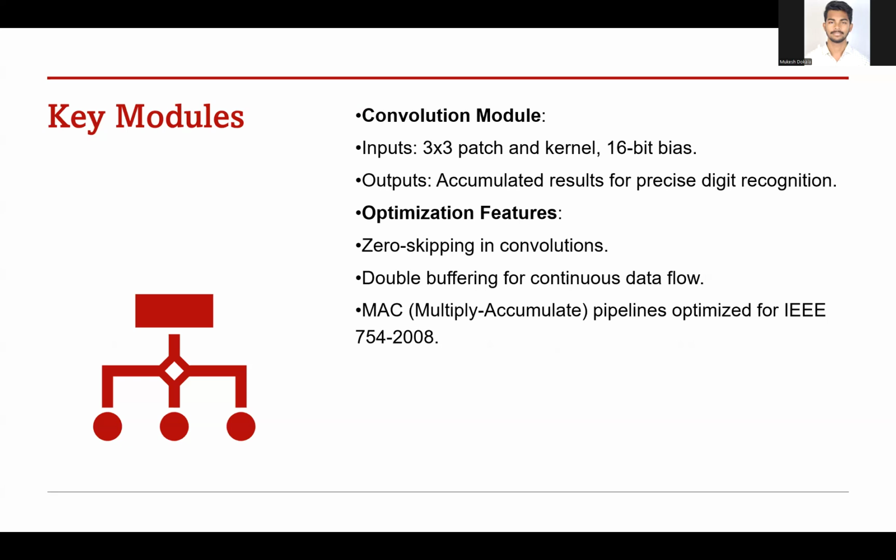And we also introduced double buffering. Double buffering is done to ensure continuous data flow between computations and the memory. Finally, we have designed a MAC pipeline to perform calculations efficiently using the IEEE 754-2008 half precision floating point arithmetic. These optimizations help improve the module speed and reduce resource usage.